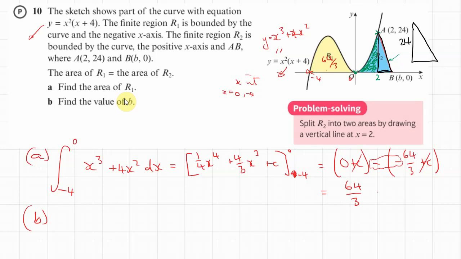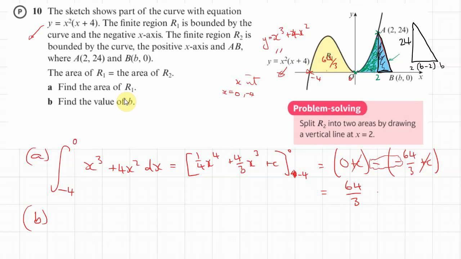This triangle's got a height of 24. We're going between b and 2. Just think about it in your head. If b was 5 and that was 2, we would do 5 take away 2 to find this length. So this length here actually is b subtract 2. To find the area of that, we're going to do base times height divided by 2. And then if we add that on to what we get from the integration, that will be the full area of this blue thing.